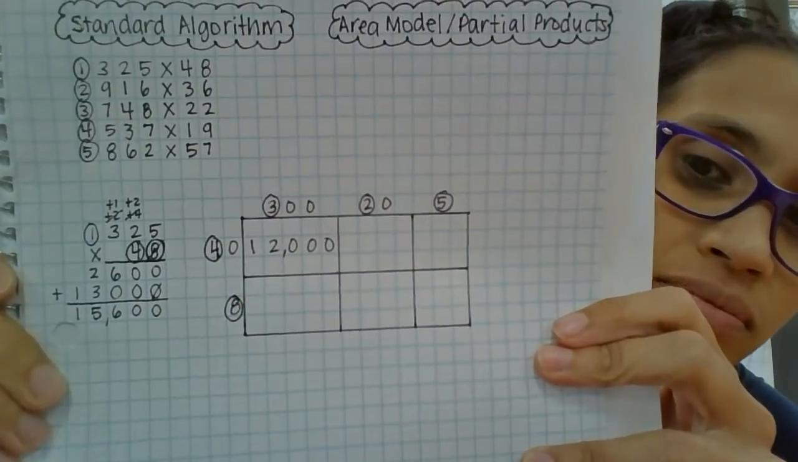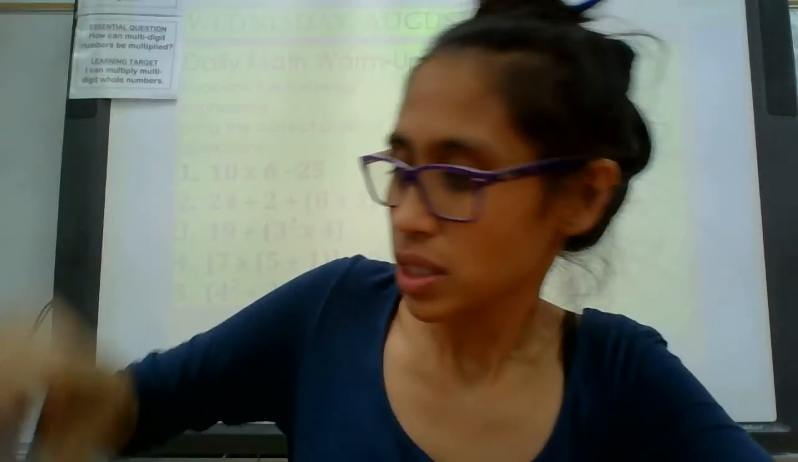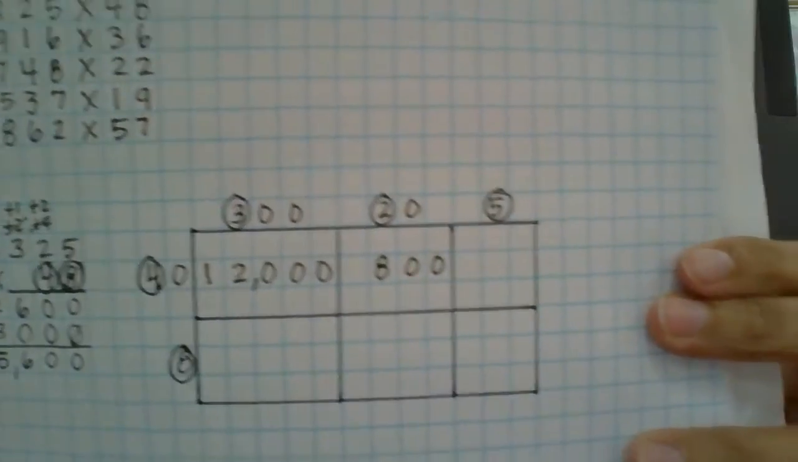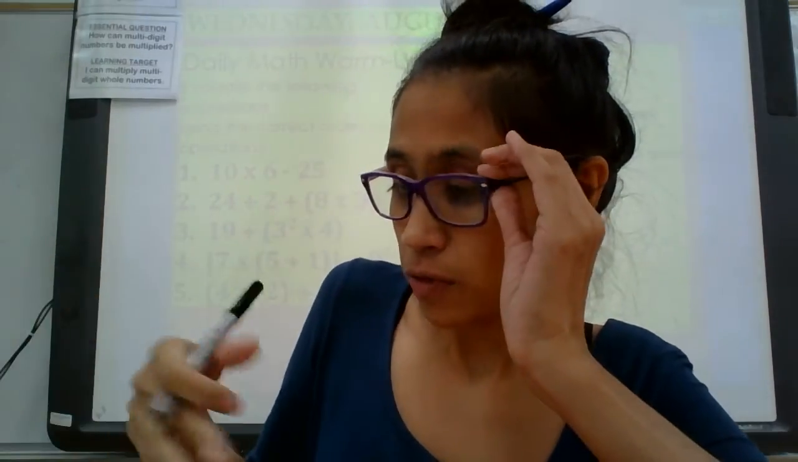Just like that. All right. And we'll just go across the top. 40 times 20 is, like 4 times 2 is what? That's 8. How many zeros do you see? 2. So that's an 800. Just like that. And then 40 times 5 is the same thing as 4 times 5, which is 20. And then add that 1 0.